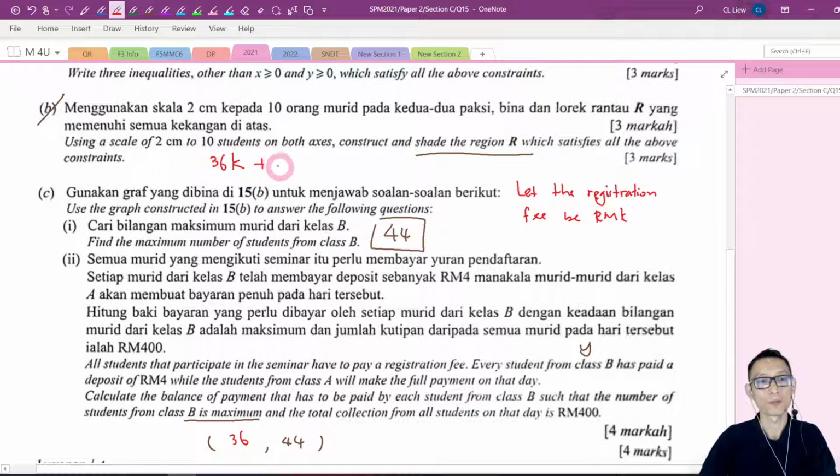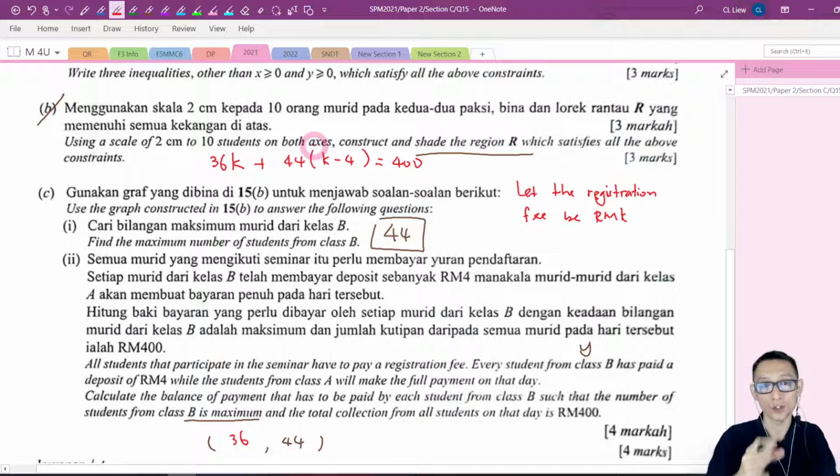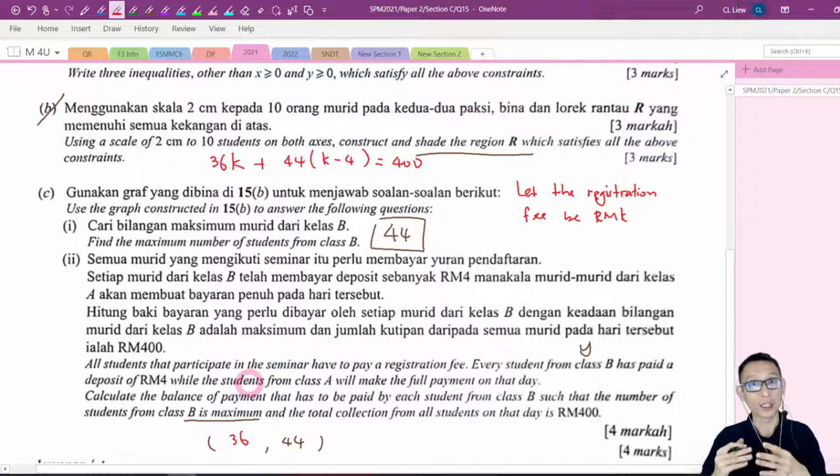plus, now 44 from class B, 44 times, this is not k, but k minus 4, because they already paid 4 ringgit before. So this will be the total collection on that day, which is 400. But the k is not the final answer. Now what we need to do next is get the value of k first. But the question is asking for the balance of payment. So after you get the value of k, which is the registration fee, you have to minus 4. Then you will be able to get the balance of payment.